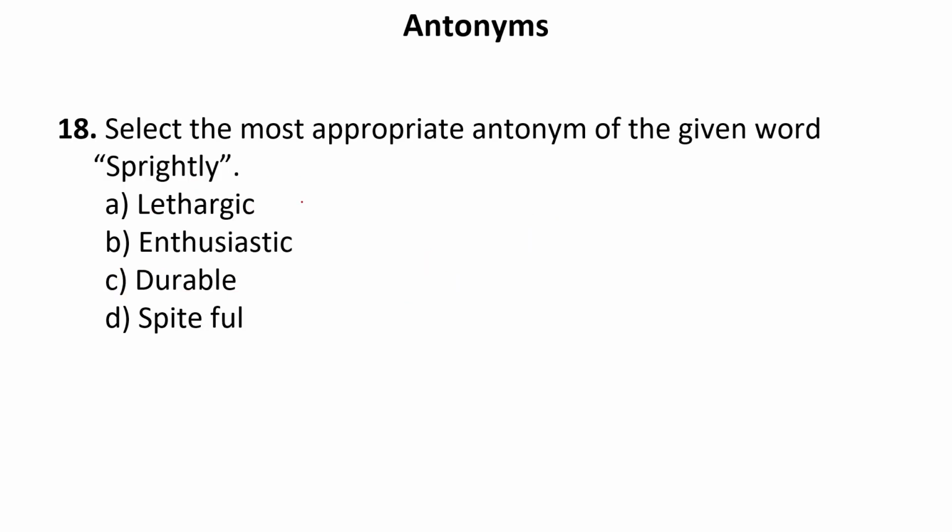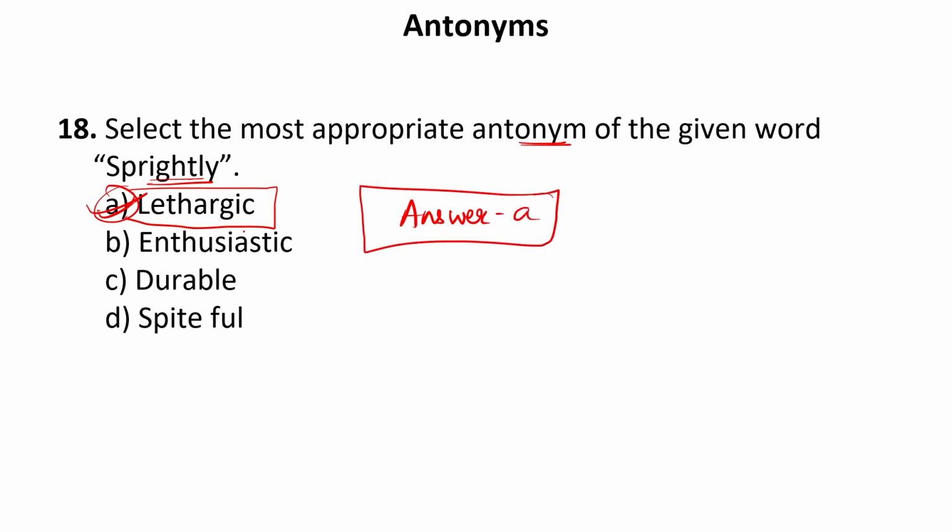Now let us move to the next question. Select the most appropriate antonym of the given word, sprightly. Sprightly means when something is full of energy, or when someone is full of energy and enthusiasm. So the antonym of it will be lethargic. Lethargic means when someone is very lazy or when something is very slow. So the correct answer is A. Enthusiastic can be the synonym of the particular word, and the word durable can be used in many ways.